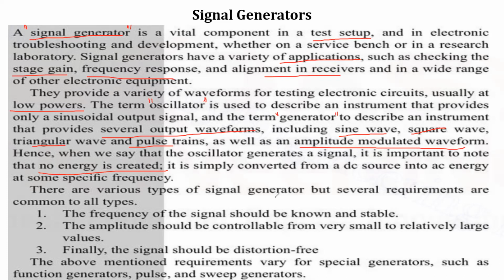There are various types of signal generators, but several requirements are common to all types here. The frequency of the signal should be known and stable. Here, for the signal generators, the frequency of the signal should be known, and that frequency should be in the stable format. Okay. The amplitude should be controllable. That amplitude should be in the controllable format from very small to relatively large value.